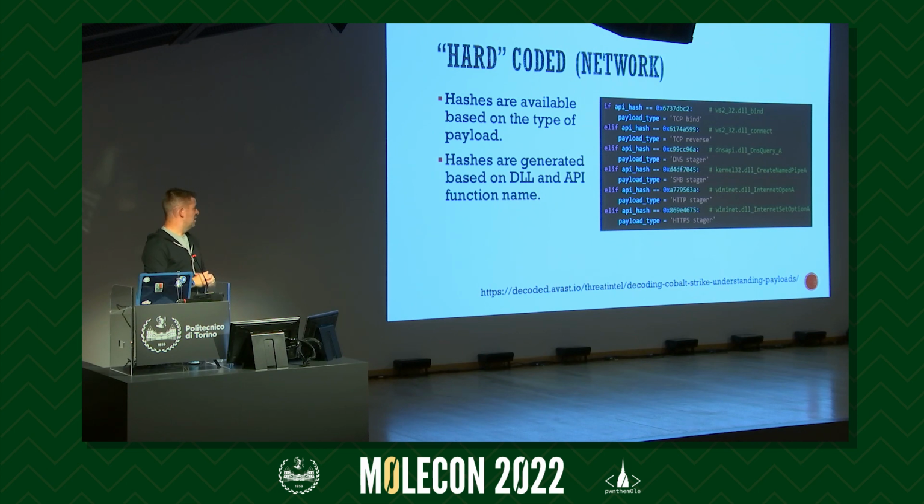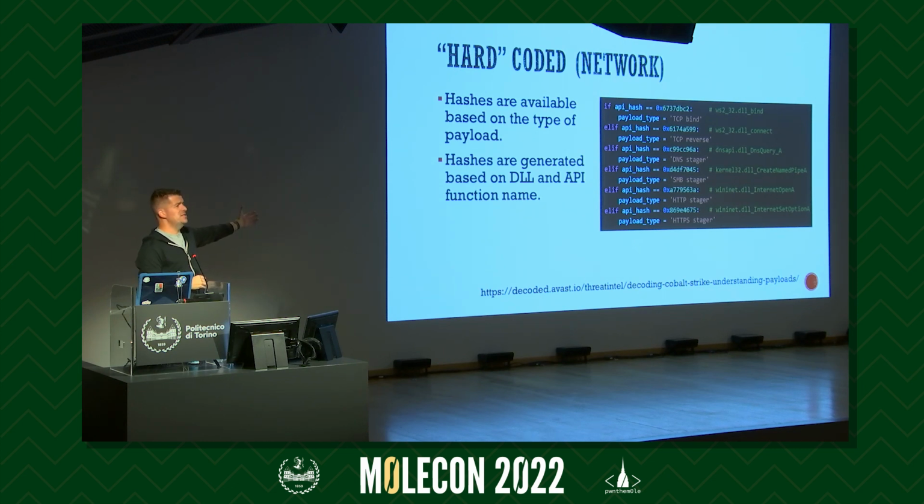So up here is a list of the different hashes based on the type of payload. As I mentioned, it's a really quick function, a really quick algorithm of the DLL and the API name behind it. So if my beacon is going to be using DNS, for example, it's going to be calling dnsapi.dll and the DnsQuery_A function in this case. SMB is going to be CreateNamedPipeA, HTTP is going to use wininet, and HTTPS is going to be using wininet as well, with the only difference being the InternetSetOption function as opposed to the InternetOpenA.